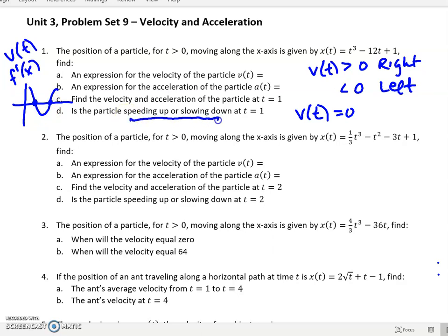Again, speeding up and slowing down just refers to if you have the derivative graph, if it's headed back towards the x-axis, it's slowing down. If it's headed away, it's speeding up. Or you can plug in both the value for the acceleration and the derivative, the velocity, and see if they're the same or opposite.